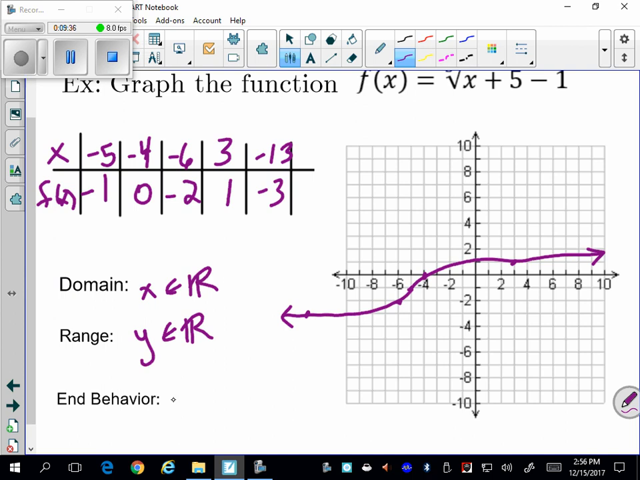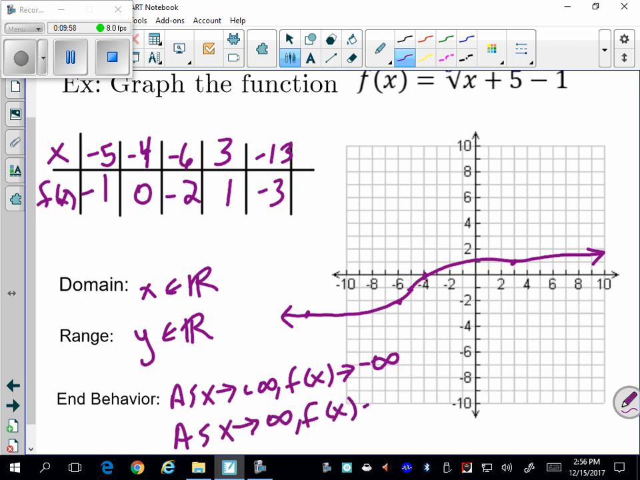As x goes to negative infinity, the y values go to negative infinity, continually going down, smaller and smaller. And as x goes to positive infinity, on the right side, the y values go to positive infinity, getting bigger and bigger and bigger, going up to infinity.